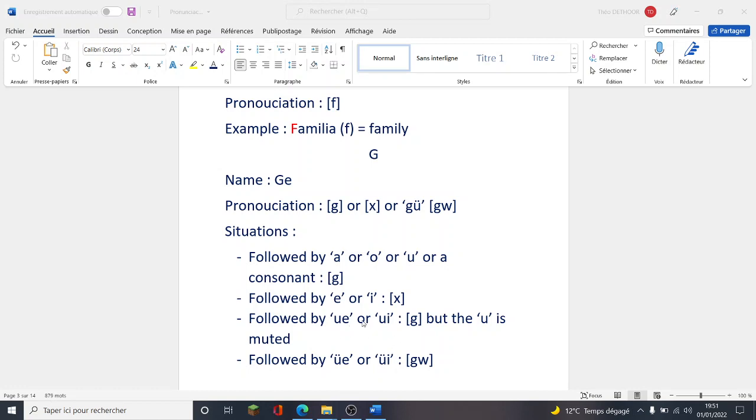It's important to notice. And the last context, when it's followed by U with 2 points above, and E, or U with 2 points above, and I, it has to be pronounced gue.